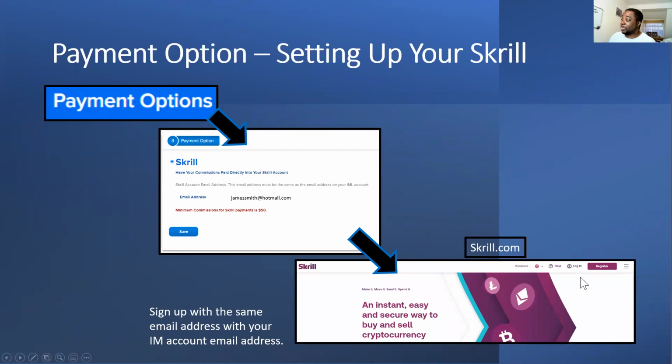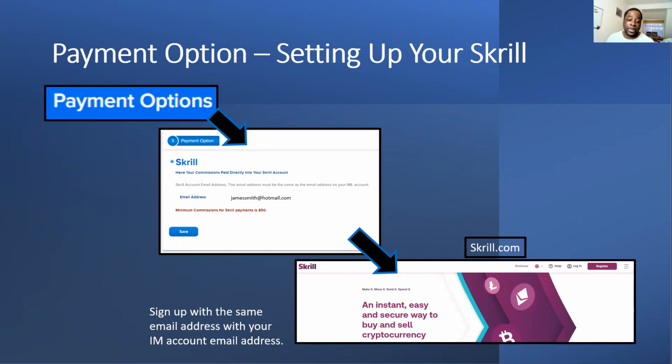So when you sign up with Skrill and you register, you use the same email address, because that's how Skrill is going to match up and know where to send your commission. So if you have 2 different emails, that's why you're not getting paid. You need to have the same one as the IM one, not the other way around. It's got to be the IM one. So if you're thinking, great, I'm going to sign up with this email account, no, sign up with the same one as your IM and link them together. So then they know where to send the money to.